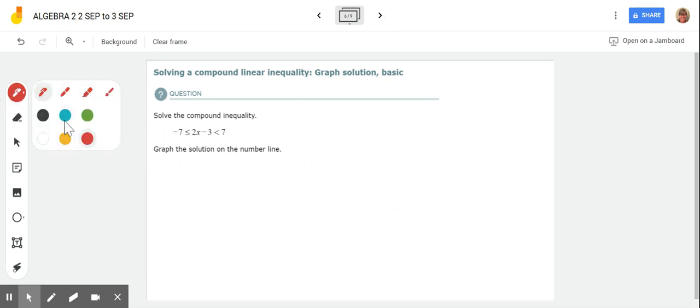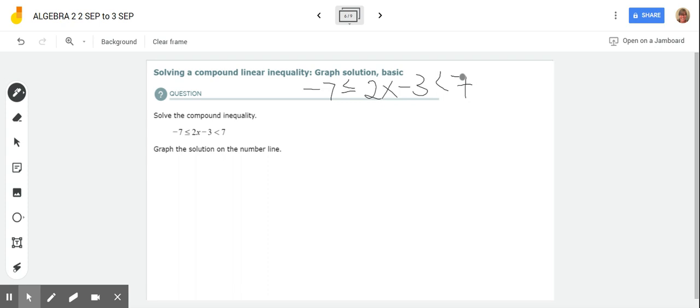I've seen this done so many different ways. And it's really interesting because I'm not sure sometimes which is the best way to teach it. I feel like this is the most logical way to teach it, and that is by separating it into two different inequalities. This is a compound inequality.